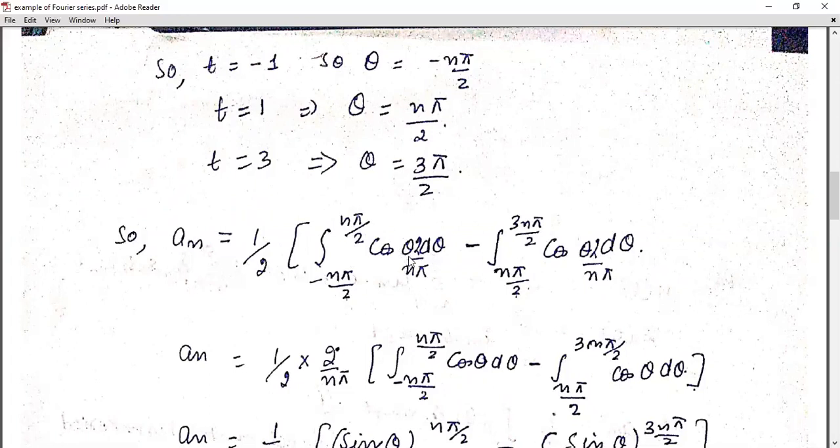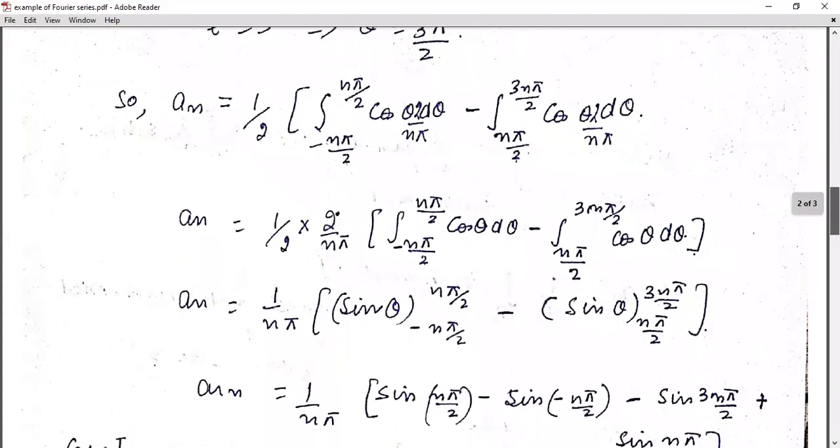So here what we do, we substitute theta in place of n pi by 2 t, and in place of dt we are substituting 2 by n pi d theta. Similarly here also. Now by solving it, the constant term is 2 pi by n pi. In both the terms we are taking it common because it's a constant, so we are bringing it out. So left out is this one.